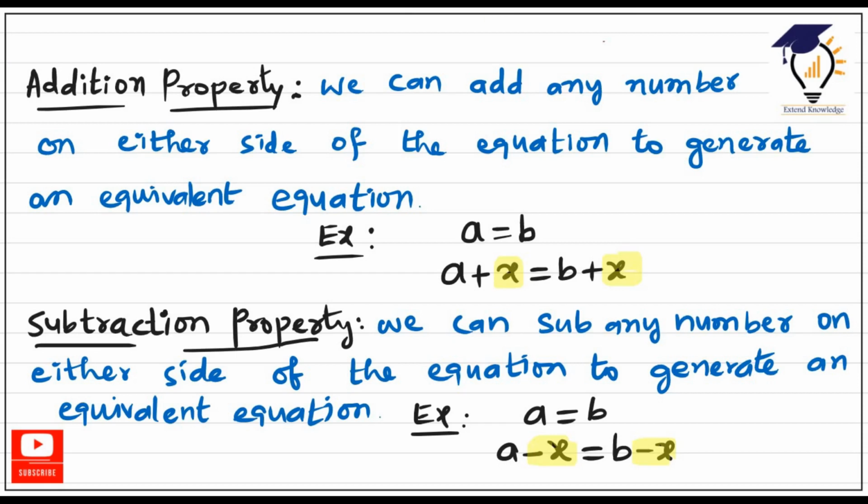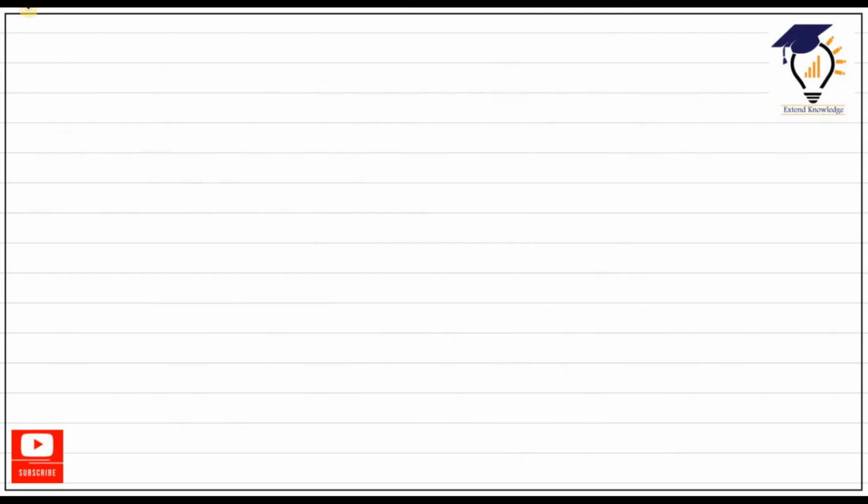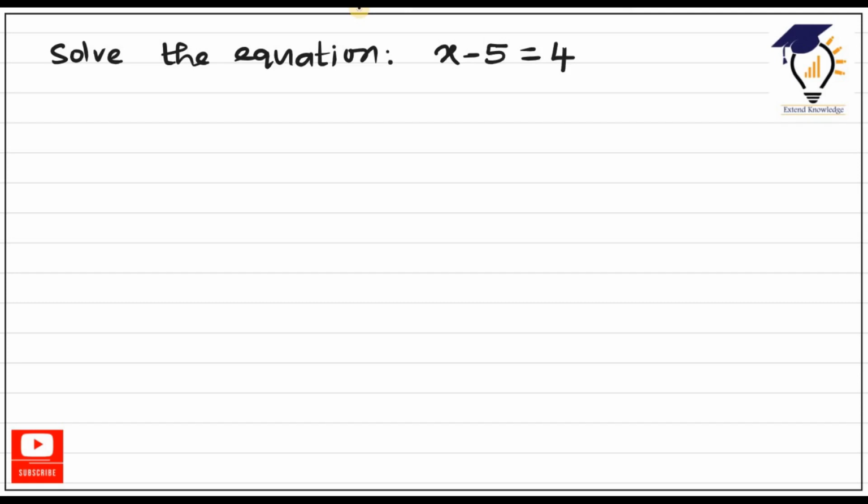Let's see some examples on this. Let's take one example. Solve the equation x minus 5 is equal to 4. We have to solve the equation using the addition and subtraction property.